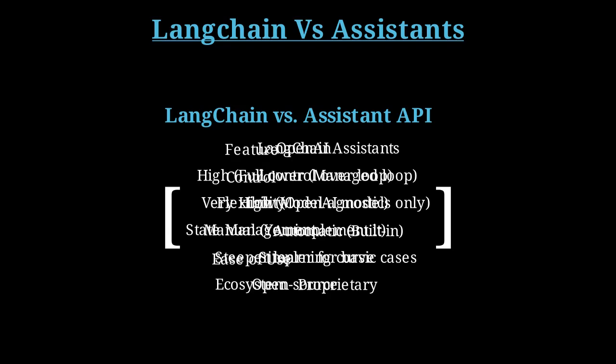The Assistant API, on the other hand, is a managed service. It's less flexible but significantly simpler for use cases that fit its structure. It excels at managing conversation history and state, offloading that complexity from your application. The choice often comes down to control and flexibility versus speed of development and managed infrastructure.